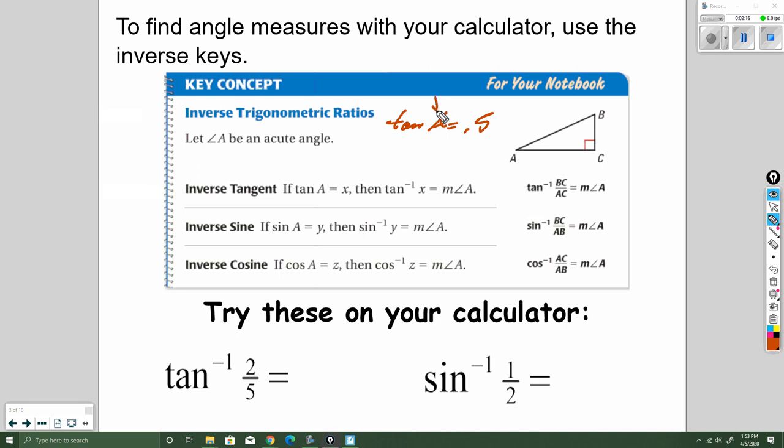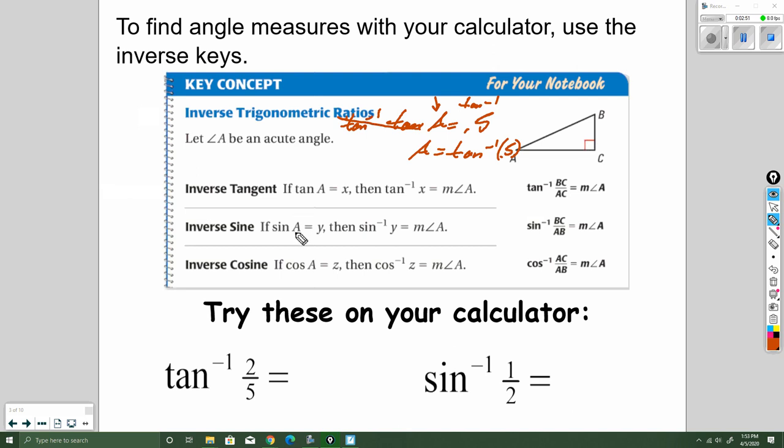But we can find angle A. All we have to do is figure out how to get rid of this tangent, and that's where the inverse trigonometric ratios come in. Really, what we're doing is taking the inverse tangent of both sides. An inverse tangent gets rid of tangent, just like multiplication gets rid of division. That leaves us with A. So A would be the inverse tangent of that ratio, 0.5 for that example. That's all we're really doing to find those angle measures.